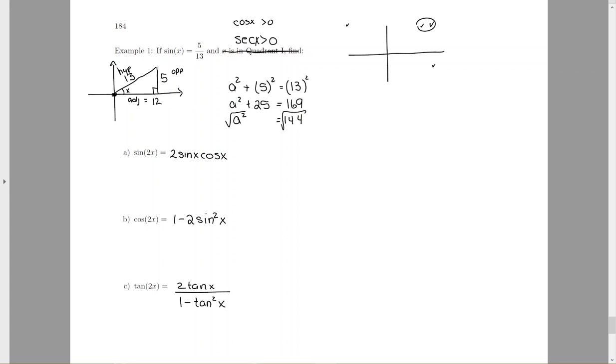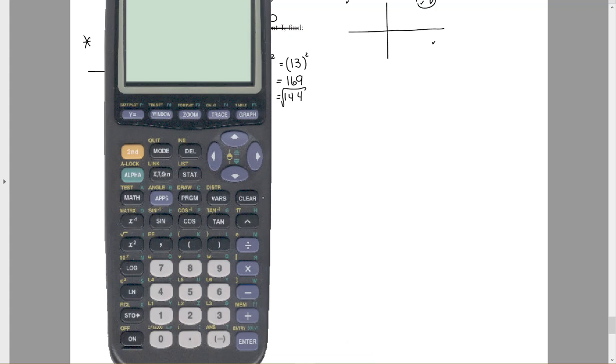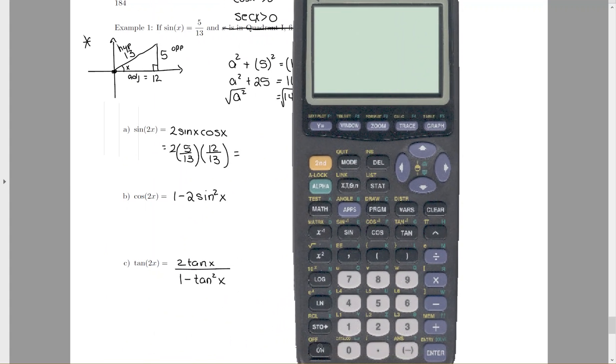All right, so now if I want to go find all of my double angles, I'm using this triangle right here to do that. So sine of 2x is 2 times sine x, sine is opposite over hypotenuse, times cosine, adjacent over hypotenuse. You can either plop it all into your calculator if you feel comfortable doing that, or you can just multiply straight across, and that's what I'm going to do. Take 2 times 5 times 12. Get your numerator, 120.